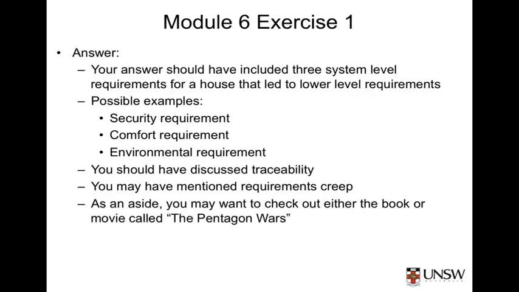Your answer should have included three system level requirements for a house that led to lower level requirements. You could choose almost any example of higher level requirements leading to lower level requirements in this exercise. I hope you saw a few interesting examples that other people came up with as well. You might, for example, choose a requirement like security at the system level, where the house might need to prevent intruders from stealing or damaging our belongings. This upper level requirement might end up influencing the selection of our doors and windows, the functionality of an integrated security system, and the functionality of our electrical subsystem in the form of sensor lights and floodlights.